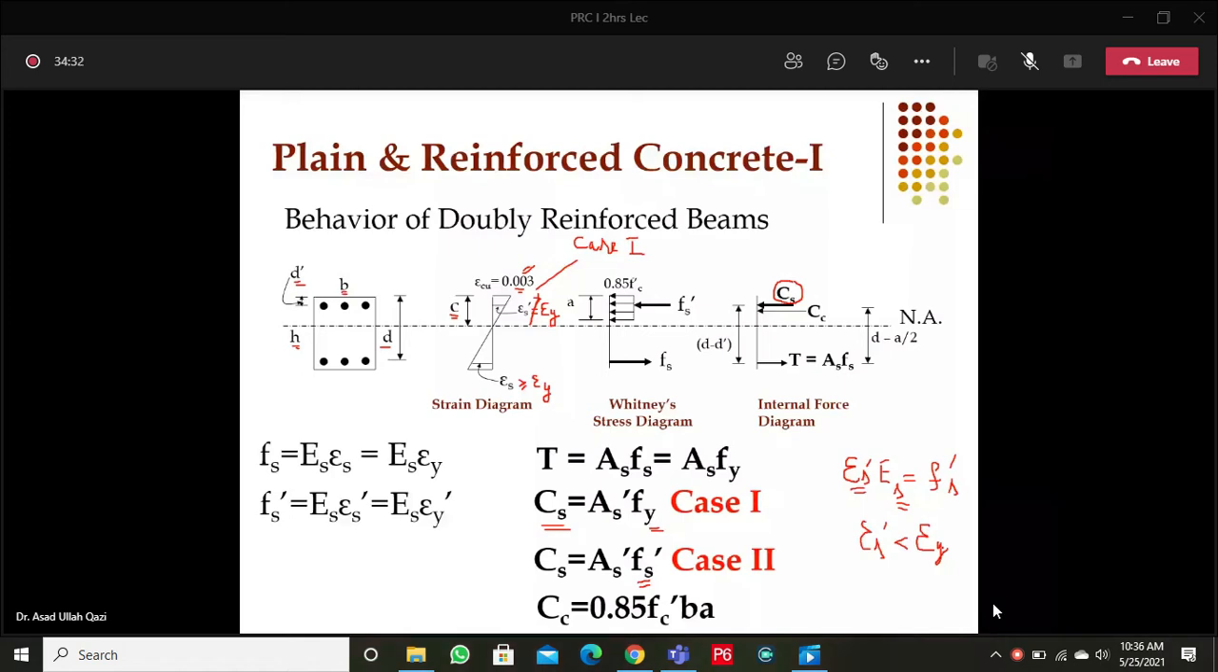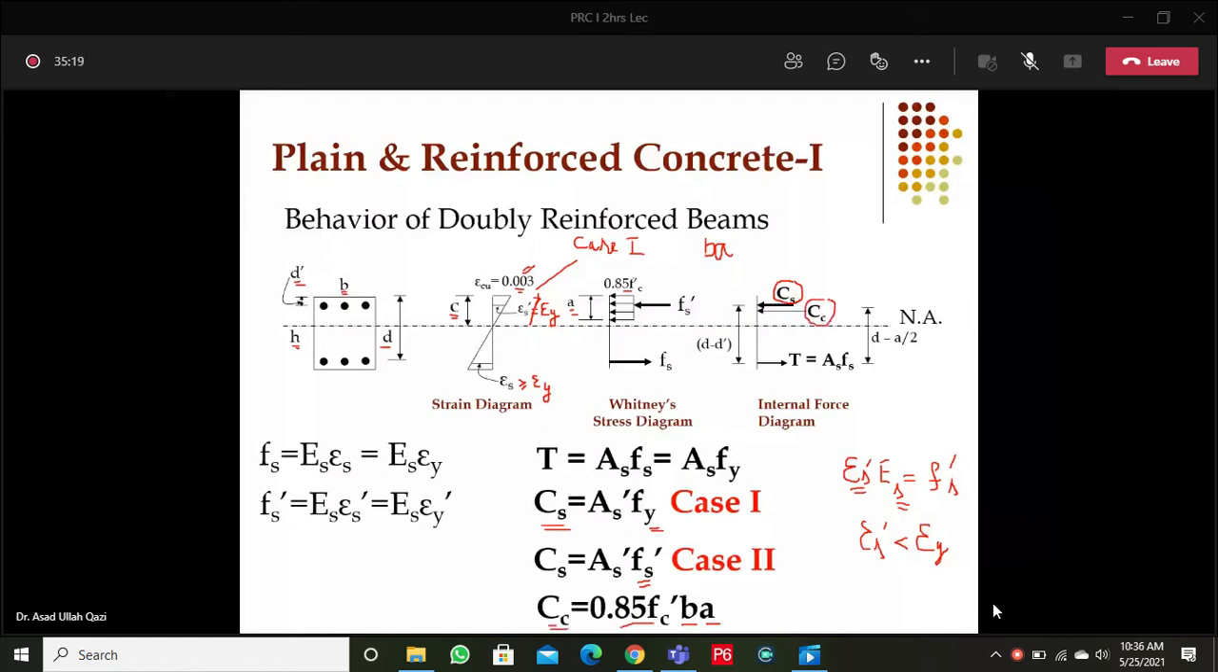So you will notice that when I draw the equivalent stress diagram using Whitney's uniform stress block, the uniform stress block depth a and uniform stress of 85% of fc prime, and its presence on area b into a, as it was in singly reinforced beam, is exactly same. So 0.85 fc prime b into a will give me Cc, which was only present in case of singly beams.